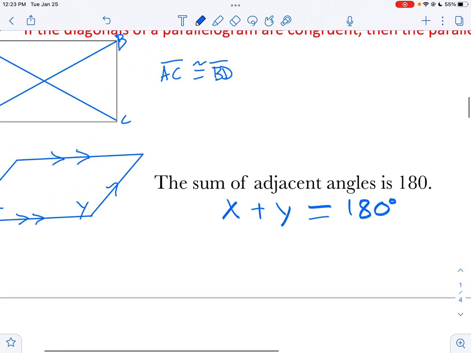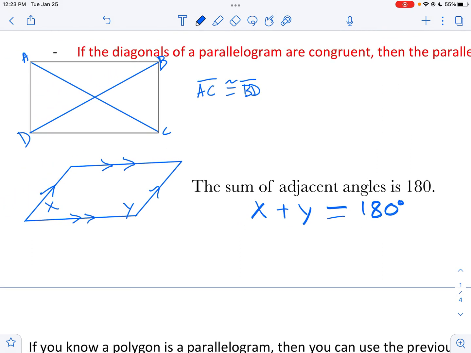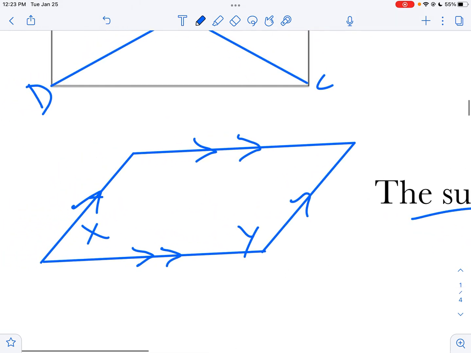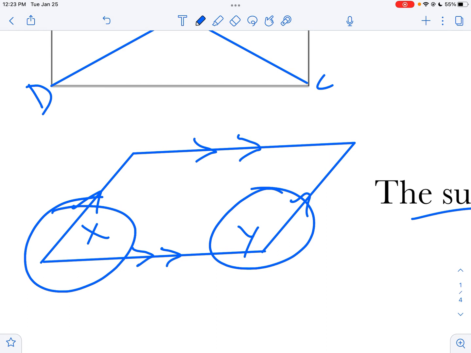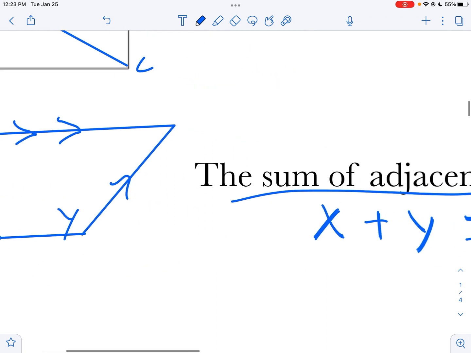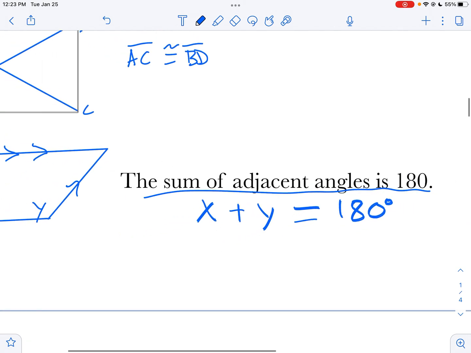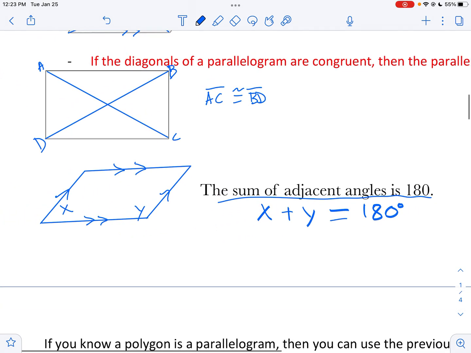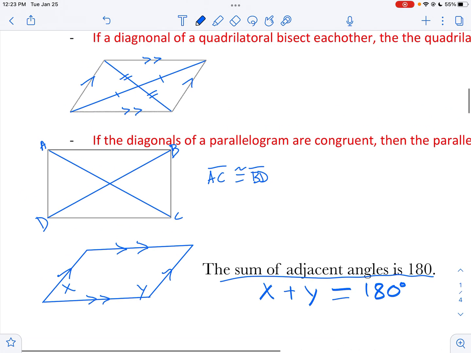And then the last one here, I had to kind of hand draw this, but the sum of adjacent angles is 180. So if you've got a parallelogram, this angle and this angle are supplementary. They're going to add to 180. And so you can just put x plus y equals 180 degrees. Okay, so a lot of different properties, things to know about.